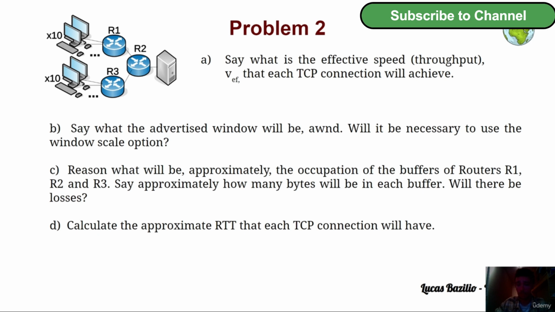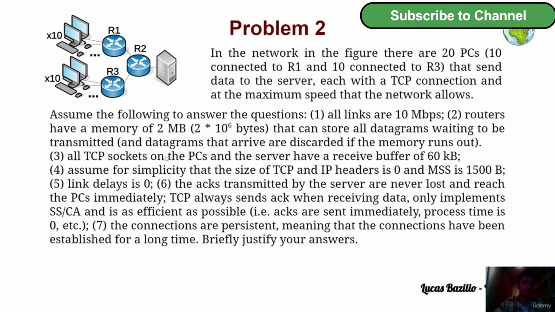In this lecture, we are only going to solve question A. And question A states: what is the effective speed, that is the throughput, that each TCP connection will achieve? So this effective velocity, this VF, is what we need to calculate. The velocity is the same as the speed that each TCP connection will achieve. So this question is very simple.